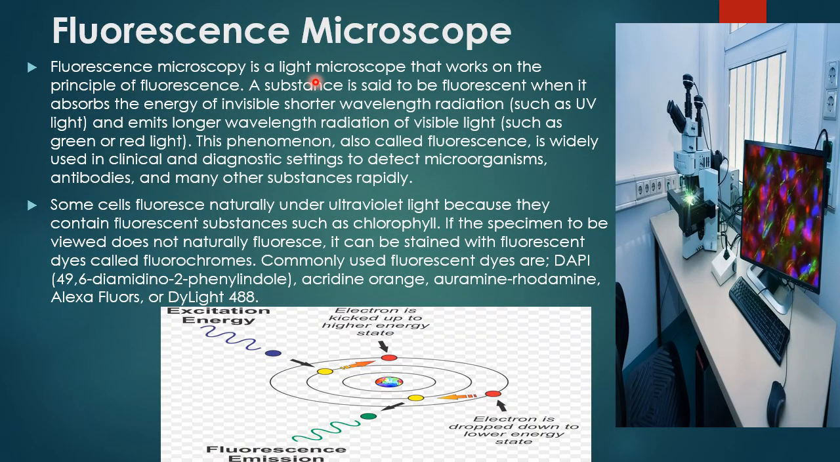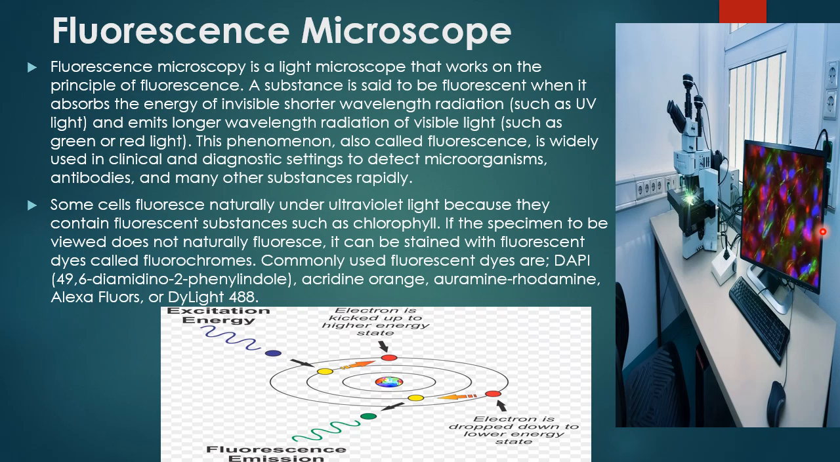Okay, so next is the fluorescent microscope. As you can see in the picture over here, this is a fluorescent microscope, and it is connected to the screen. The image produced by the fluorescent microscope will have a dark background, and in the dark background you can visualize the specimen very clearly.